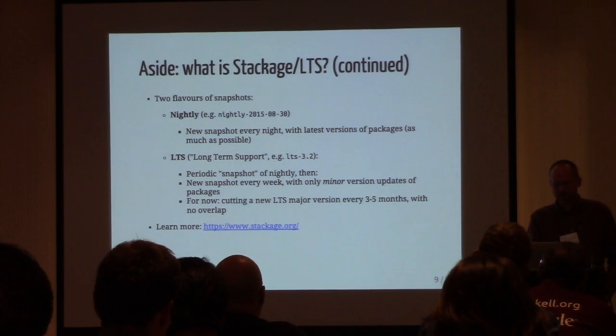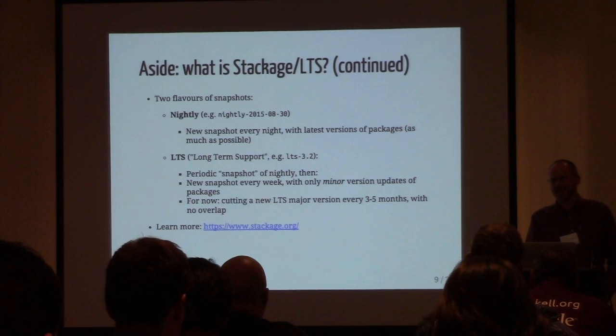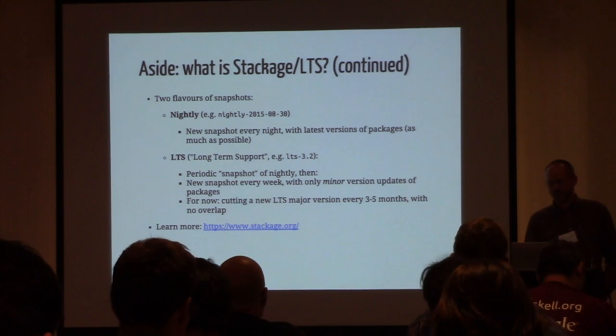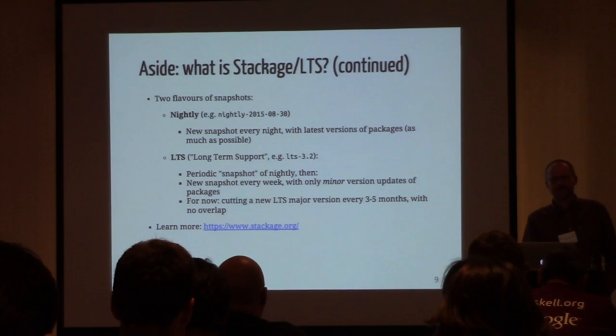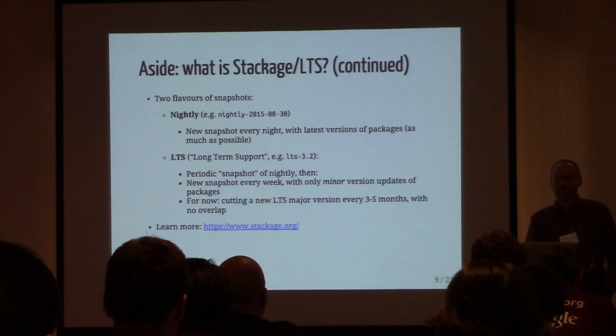And then there are what we call long-term support snapshots. Now, if you're thinking Ubuntu long-term support, it's not quite there yet. Roughly every 3 to 5 months right now, we take what's in nightly currently and say, okay, we're cutting an LTS release. After that, every week we make another snapshot that only takes minor version updates of packages. Meaning, if your package builds, you can upgrade to a new one. You can be almost guaranteed that it builds unless someone is breaking the PVP.